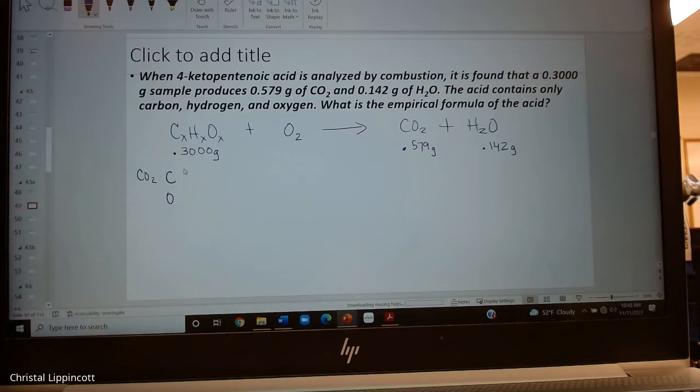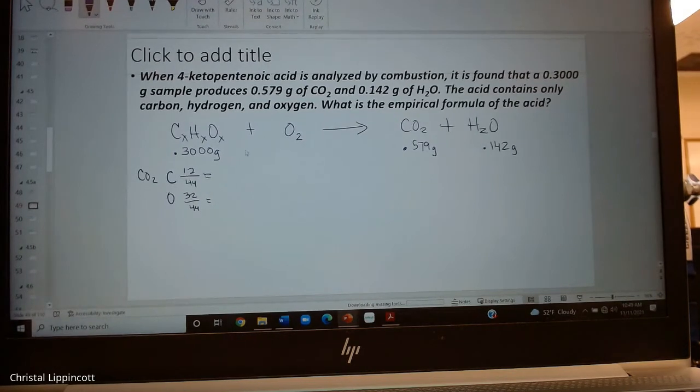My carbon here, this is 12, and I'm going to divide that by 44. That's going to give me my percent carbon in that compound. This is going to be 32 divided by 44. That's going to give me my percent oxygen in that compound. So this ends up being, and I'm just going to leave it as 0.273 so that I don't end up having to divide it by 100 for my next step. And this will be 0.421. Okay, that's my parts of these.